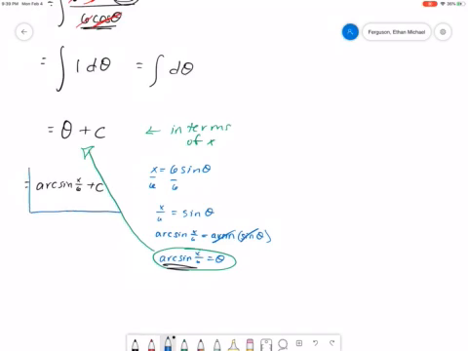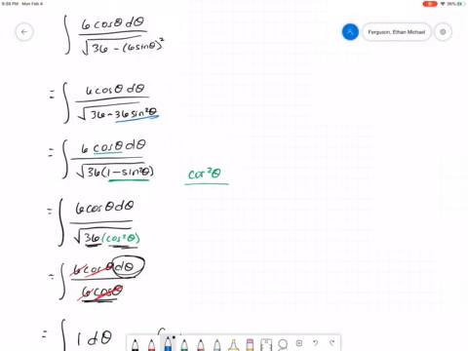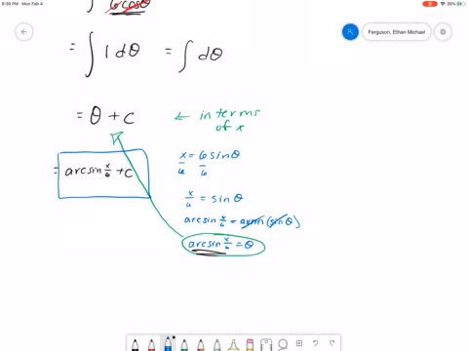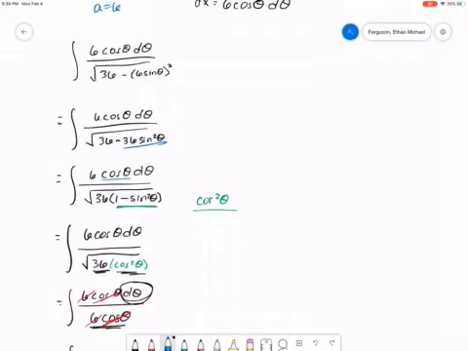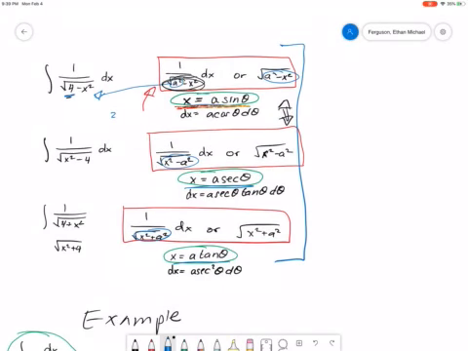This is our answer. We started with this, and it was a little messy, so we simplified it by the trig substitution that we learned above, and we got it down to our answer. And that is it for this video. In the next video, I'll go into examples using our secant theta substitution and our tangent substitution. But for now, I just did the sine theta.